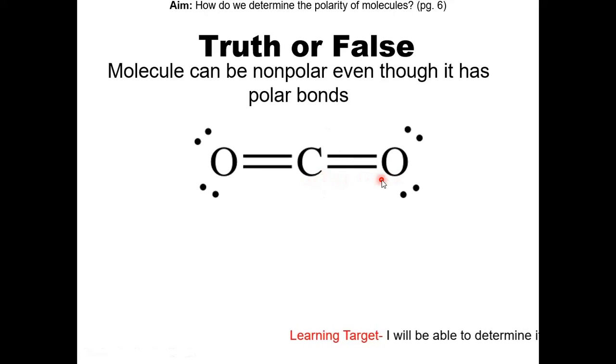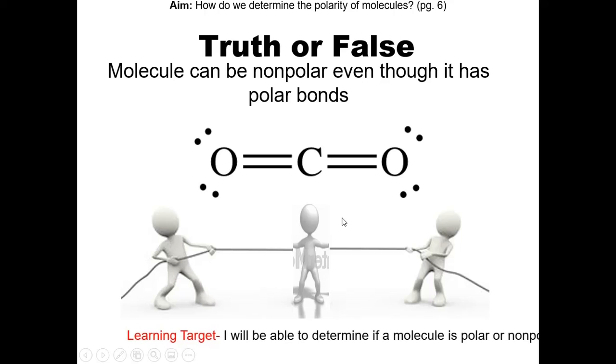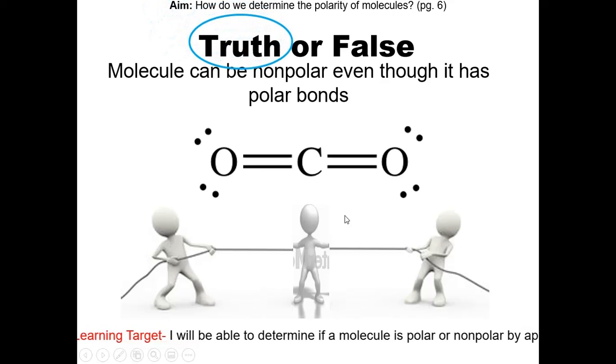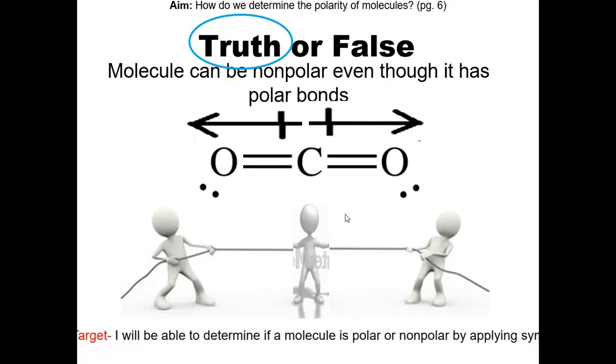Notice it has polar bonds. C=O is a polar bond, is a dipole, but the molecule itself is nonpolar because it has vertical and horizontal symmetry and the dipoles cancel out.